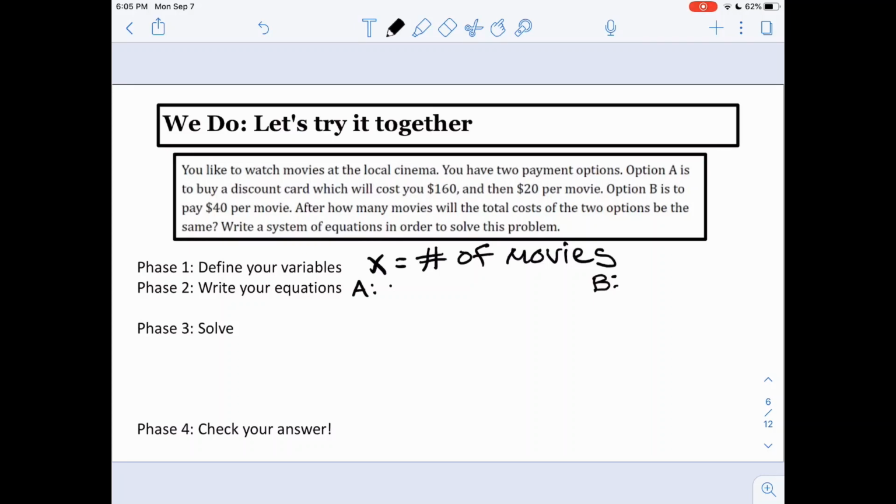Equation A should look like 20x plus 160, because option A will cost you 160 and then 20 per movie, meaning 20 times the number of movies. The equation for option B should just look like y equals 40x, because you're only paying 40 per movie.